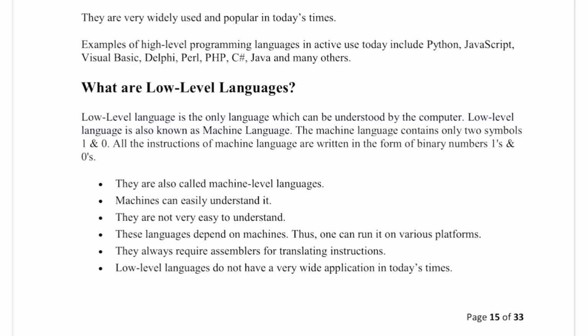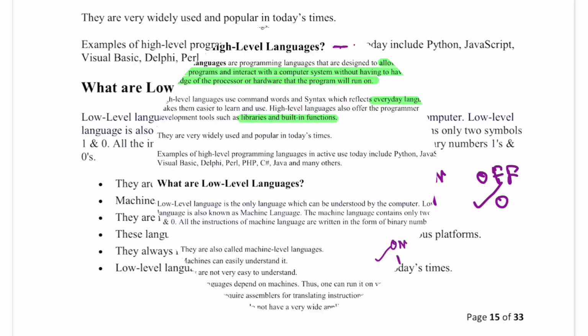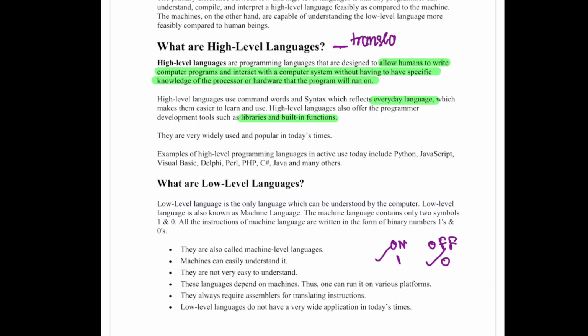What are low level languages? These are the only ones which can be understood by the computer. They are also known as machine language, and they consist of only 2 symbols, ones and zeros. Our circuits or our chips work on the state of on or the state of off, just like switches on a switchboard. On means 1 and off means 0. So the computer can only understand these 2 instructions. When we write a program in high level languages, it gets translated and goes to the computer in the form of 1 0 0 1 and so on, and the computer can only understand this.